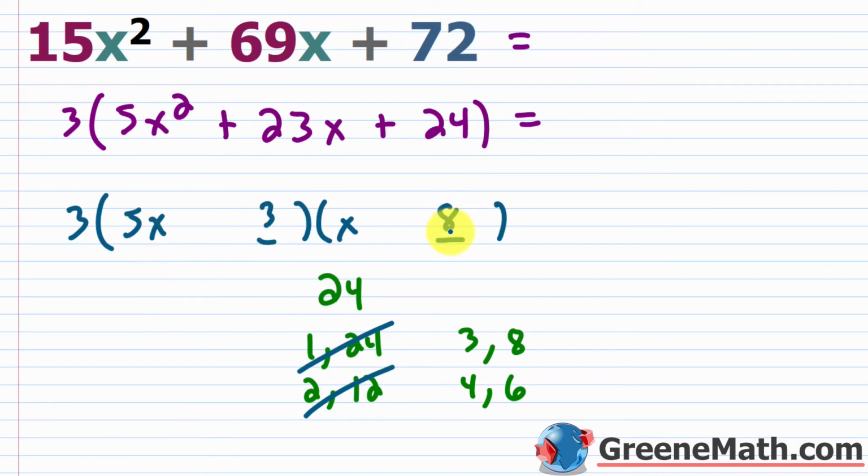The outside here would be 40, that's too big. So you can flip this around, and you could put a 3 here and an 8 here. The outside here would be 15. The inside here would be 8. And 15 plus 8 is 23. So we found what we need.